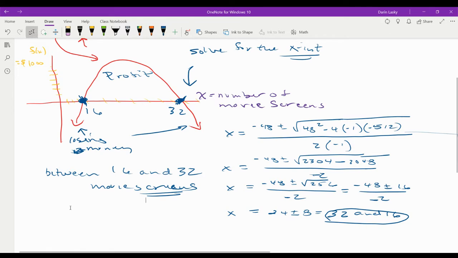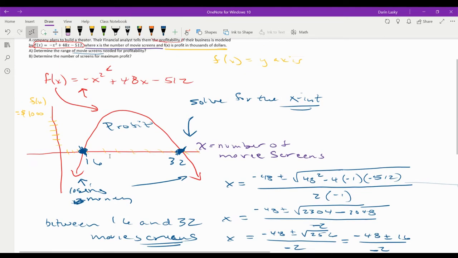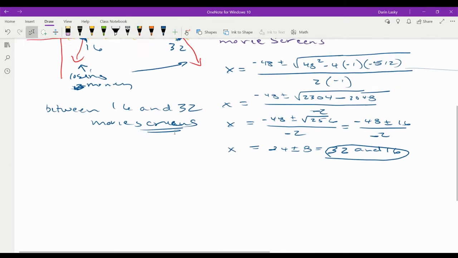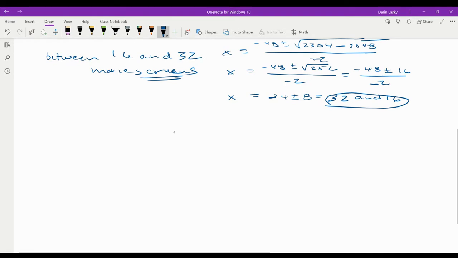So then if we go back to the original problem, I just found the x-intercepts. So anytime they ask for x-intercepts, just use the quadratic formula. And then determine the number of screens for a maximum profit. So maximum means the very top point. So I've got to find my vertex. I'm going to use a little different piece here. Your maximum profit is going to be your vertex.